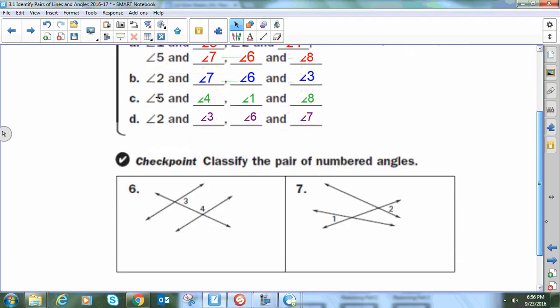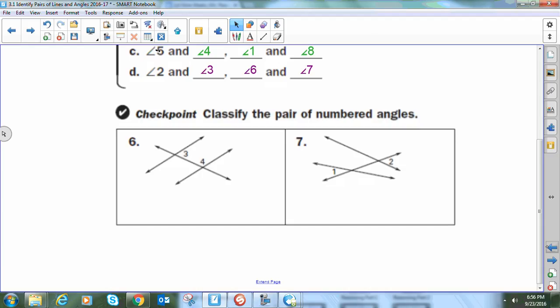Now, if you haven't already answered it, let's just go ahead and take a look at these two here at the bottom. If you want to try and figure them out before I reveal what they are, go ahead and pause the video now and come back when you're done. But let's take a look here.